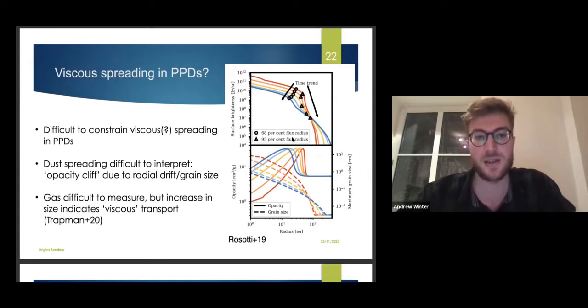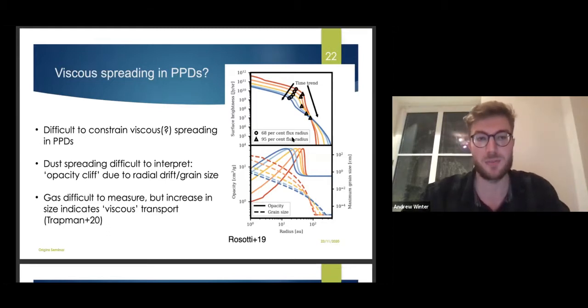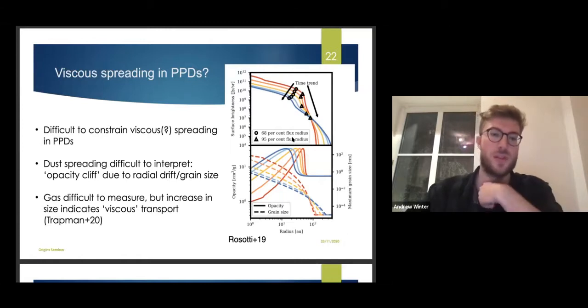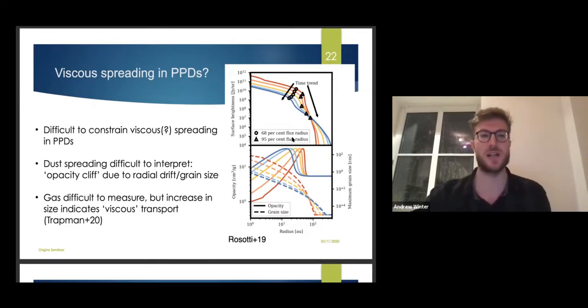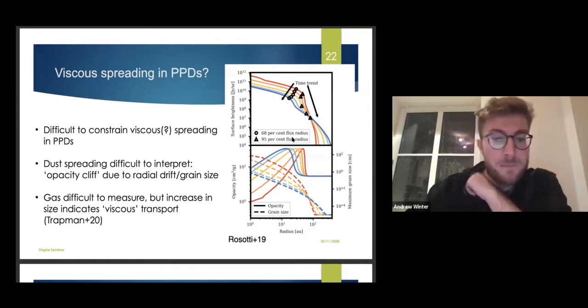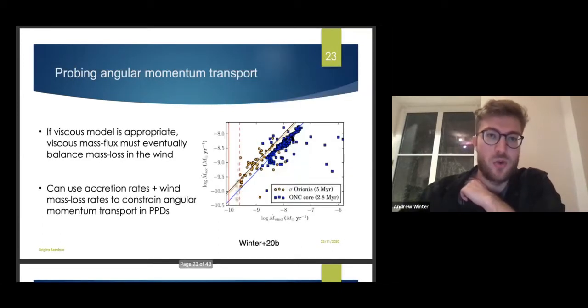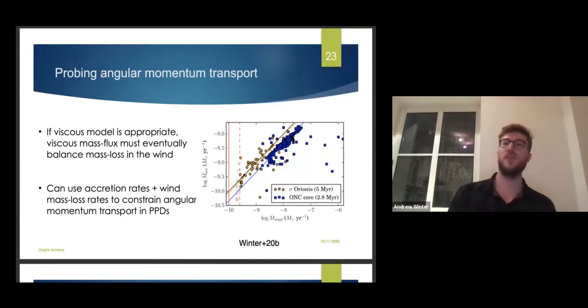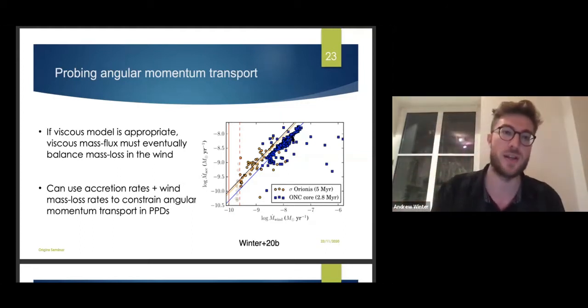The gas disk radii might offer a better hope here, but they are much more difficult to measure in terms of detections, even with ALMA. So we are a little bit stuck in terms of trying to constrain how angular momentum is distributed in the outer part of the protoplanetary disk. A method that I've been proposing is that we use the wind-induced mass loss rates within these protoplanetary disks to constrain angular momentum transport.